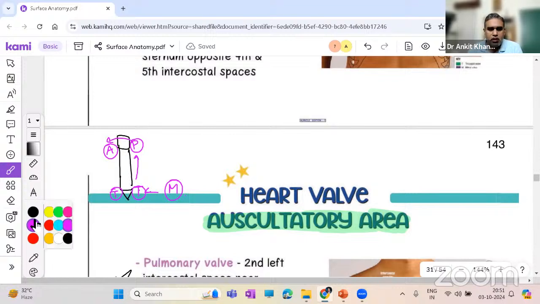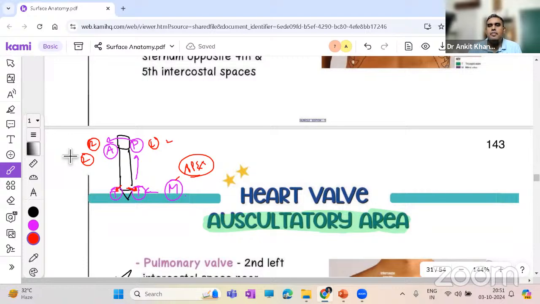So for the mitral valve, we normally hear abnormality at the cardiac apex. Remember, 9 centimeter, fifth costal cartilage. Tricuspid, we hear around the lower part of the sternum, on both sides. Pulmonary valve, we hear on the left second costal cartilage. The aortic auscultatory area is on the right second costal cartilage.